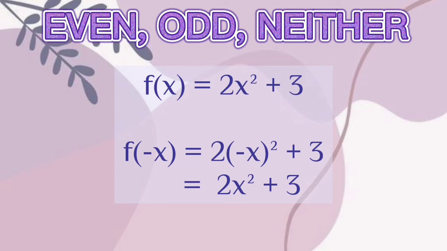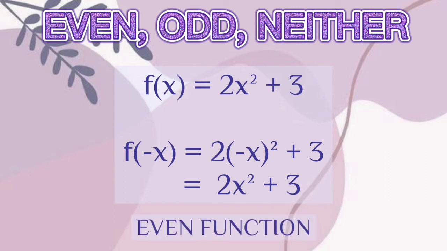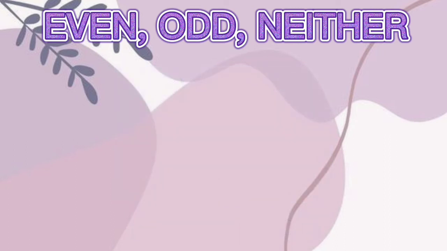So, if we square the negative x, it will be a positive x squared. So, we will have 2x squared plus 3. Therefore, this equation is considered an even function since nothing changed when we plugged in the negative x. Let's have another even function example.